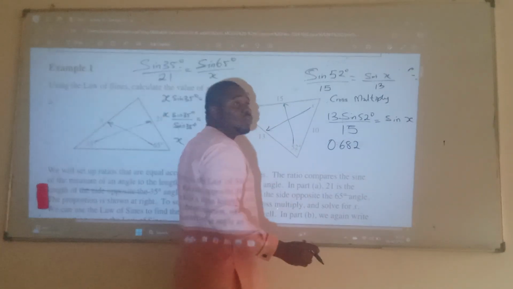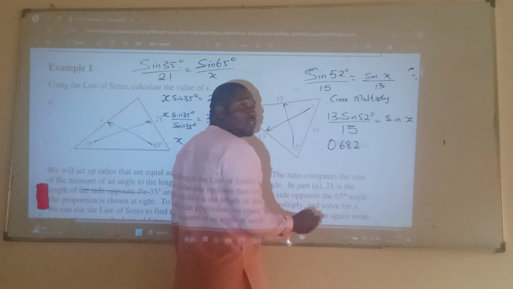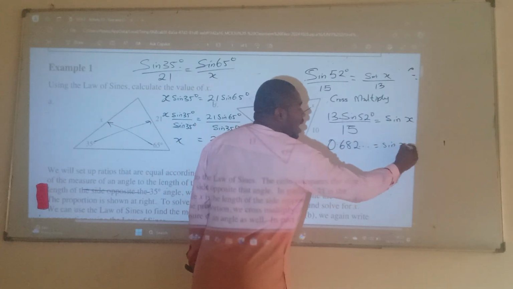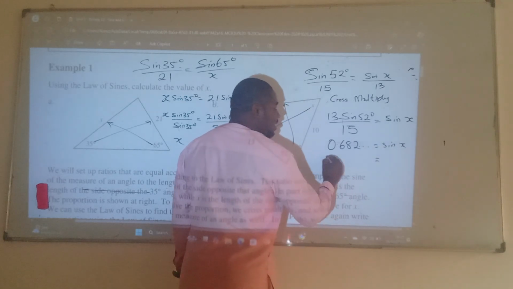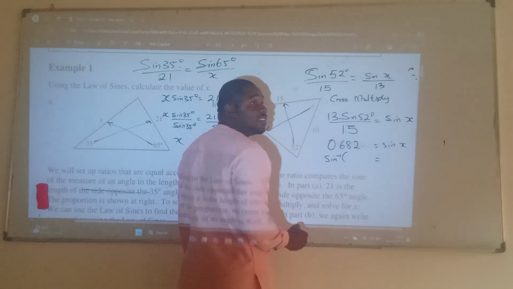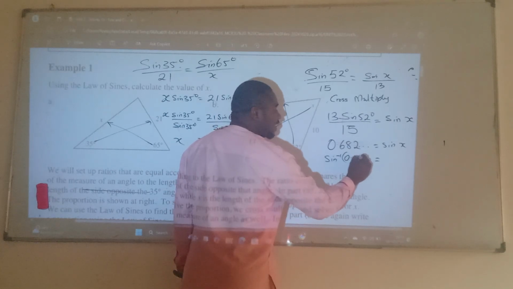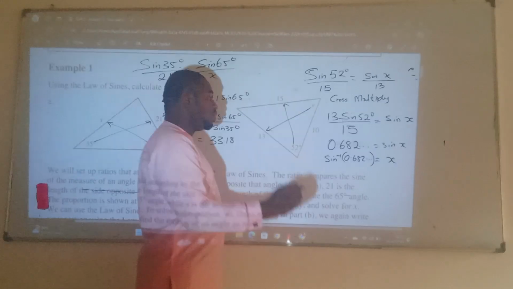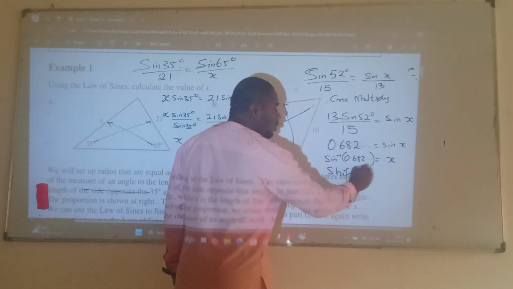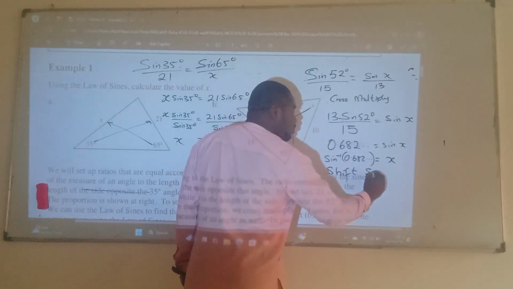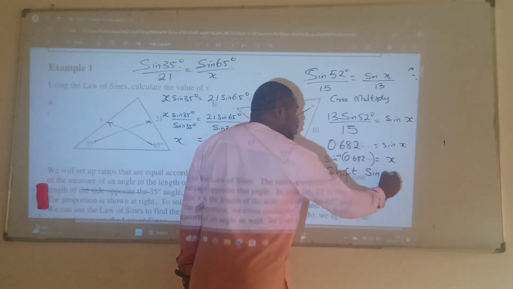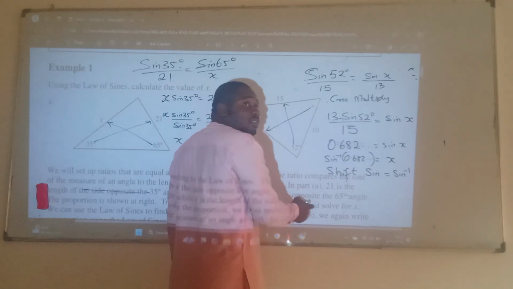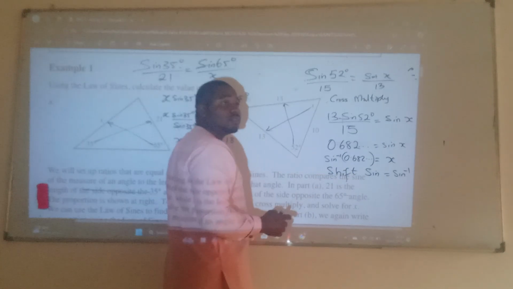Now, look up. Don't take this off your calculator. We have 0.682 equal to sine x. How can I get x? I'm going to take sine inverse of both sides. Sine inverse of 0.682 will give us x. Press shift, then sine, which gives you sine inverse. Shift sine answer gives 43.07. Fantastic.